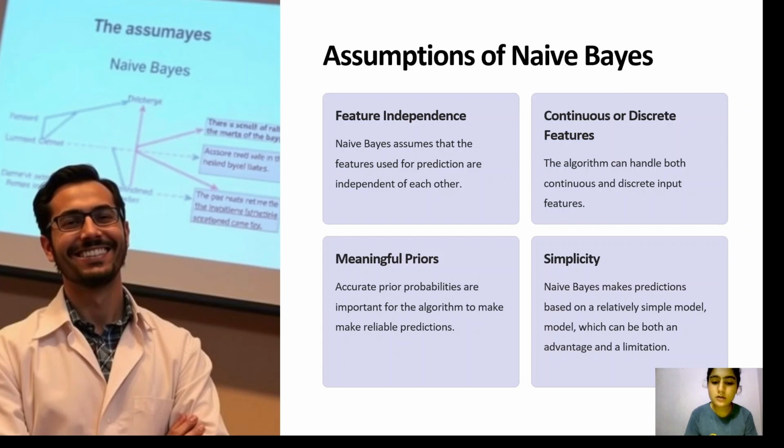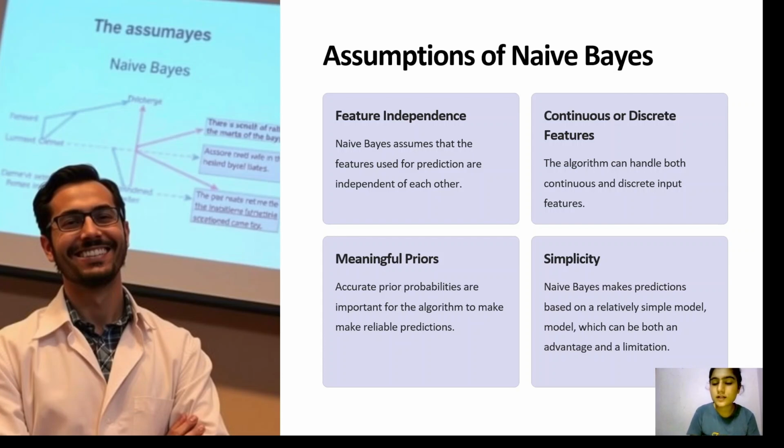Meaningful priors. Accurate prior probabilities are important for the algorithm to make reliable predictions. For example, we make reliable predictions with words like limited offer, cheap meals. These are spam email words. So we predict that if this word comes, then the email is more likely spam. If the probability of getting these words is high, then it's a spam email. So first we have to make our prior probability that if the word comes, then it's about spam, and if not, then it's not about spam.